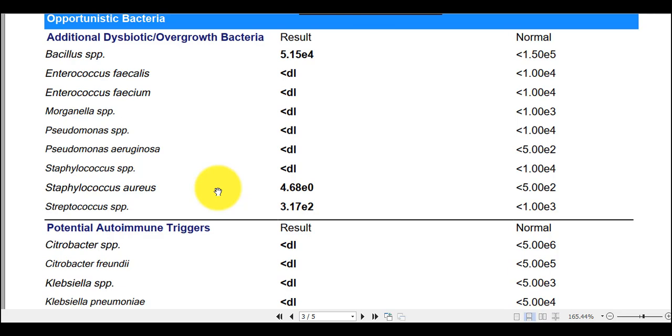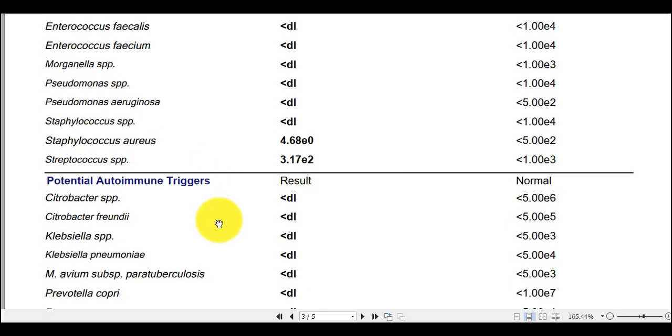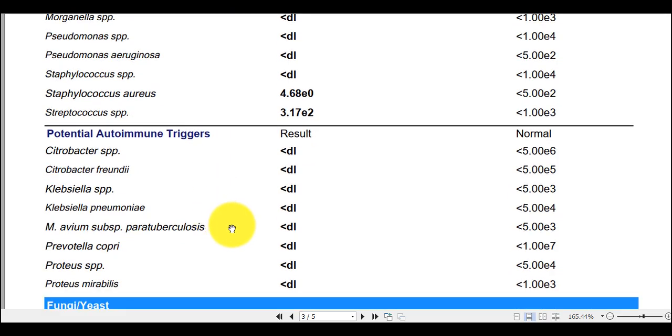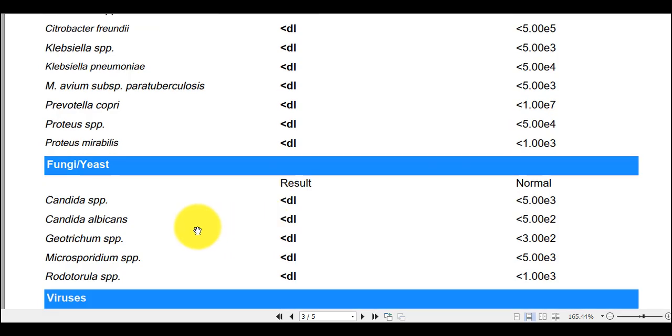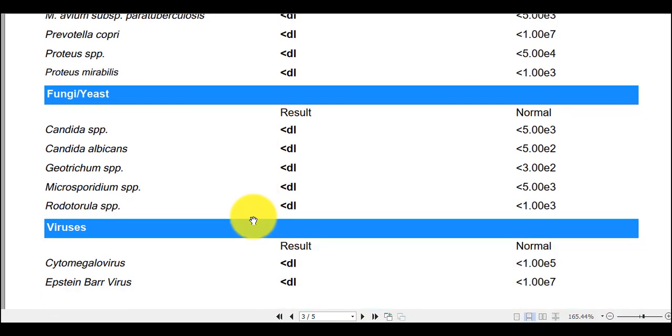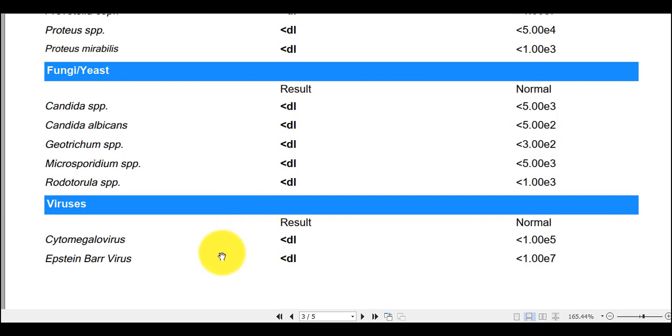And we can see, if we scroll down here, that all the potential autoimmune triggers are below the detectable limits, which is great news. And we could also see that the fungi and yeast are all below the detectable limits. And just as a reminder, if all these are negative, it does not rule out a yeast overgrowth. And cytomegalovirus and Epstein-Barr virus are both negative, but this doesn't mean that these viruses can't be problematic. And the best place to look at these viruses is in the blood.